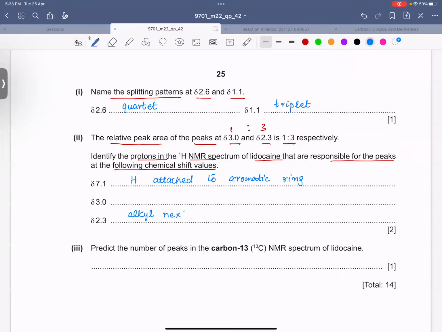Alkyl next to carbonyl, which would be like this CH2 bonded to C double bond O. So the signals of these 2 protons. Okay, now at 3.0.